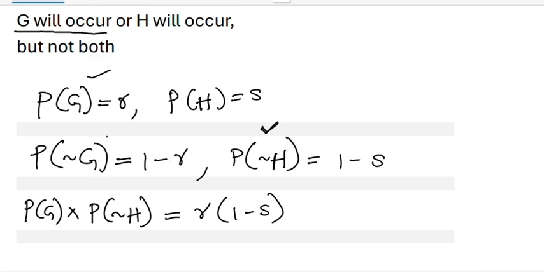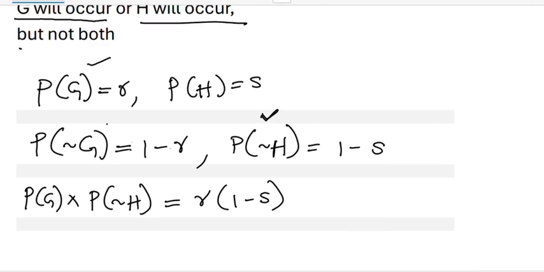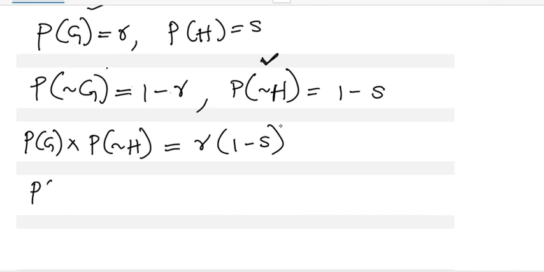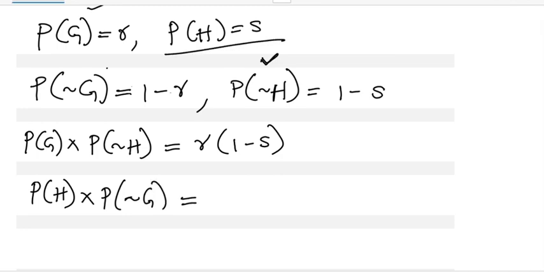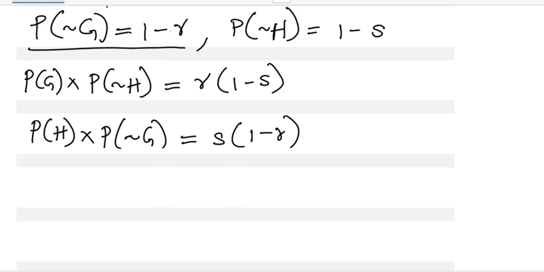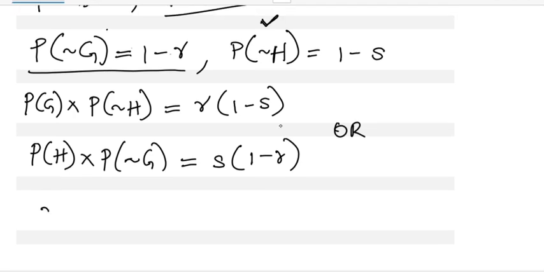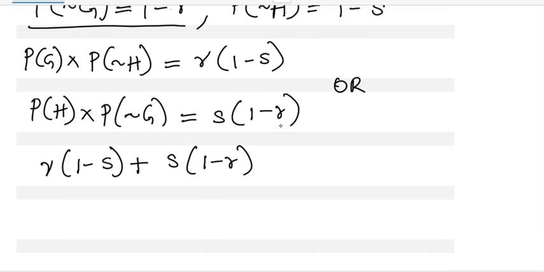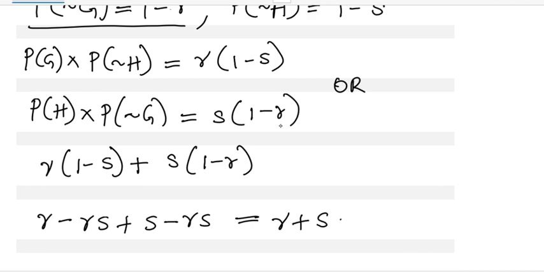Then next is the probability that H will occur but not G, but not both, which means the probability that H will occur and the probability that G will not occur. That is S times 1 minus R. When we have OR, that means addition in probability. So what we're doing here is the probability that G will occur and H will not occur, or the probability that H will occur and G will not occur. And this is simply R minus RS plus S minus RS, which equals R plus S minus 2RS.